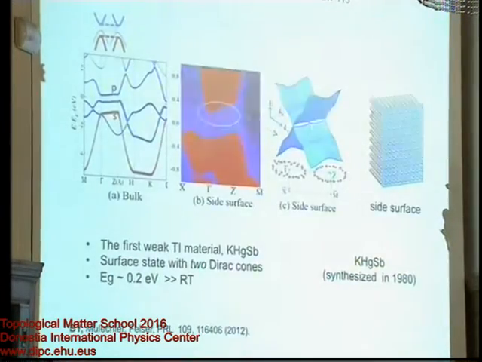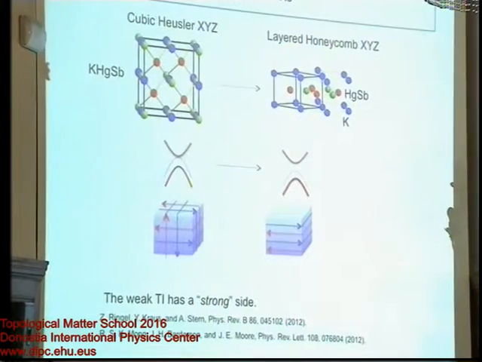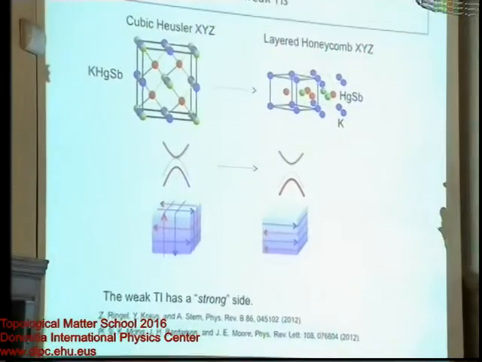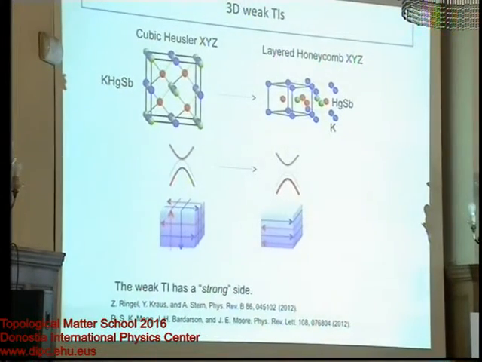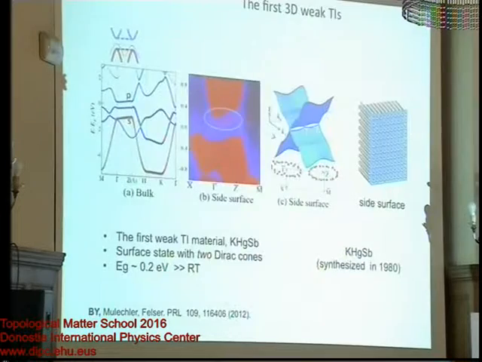And then this material, actually here, let's go to the crystal structure. This is the primitive lattice. And here we have a honeycomb layer. Every layer is a quantum spin Hall layer, a 2D TI. And then there's another possibility. Indeed, in nature, there's another possibility. Oh, sorry, I don't have it.